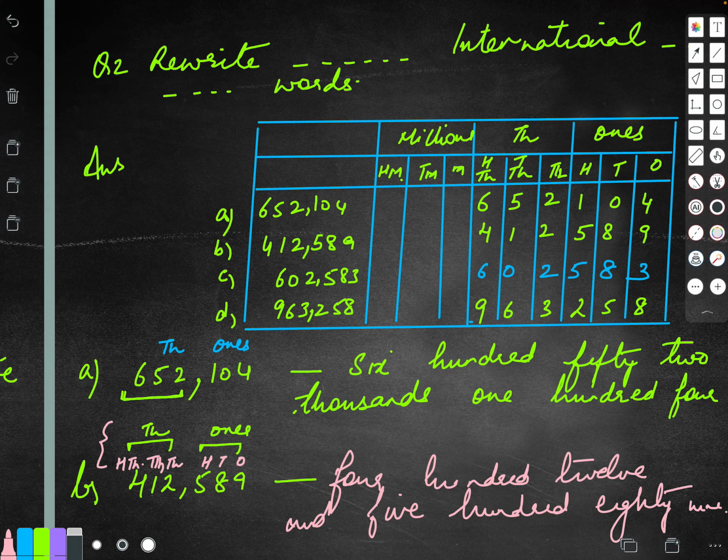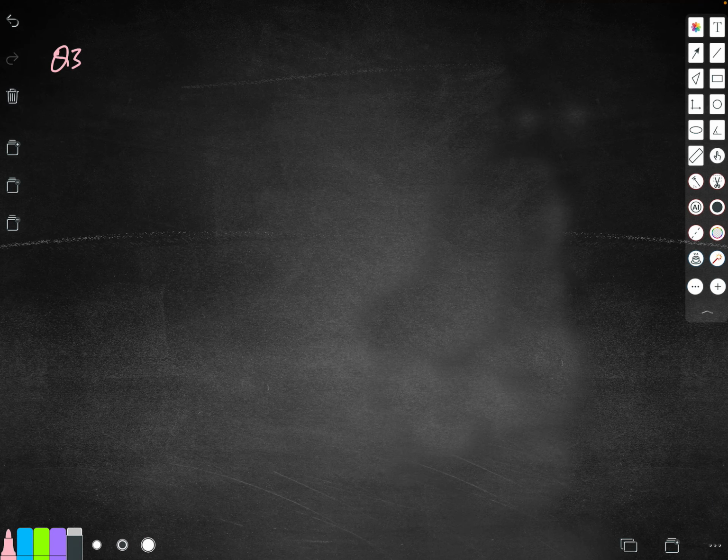Right, students? So the part number C and D, self-attempt. Part number C and D is self-attempt. Now let us quickly come to question number 3. The question number 3, children, please read it in your books.